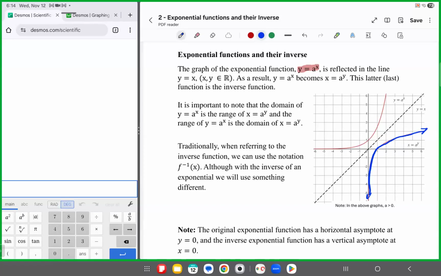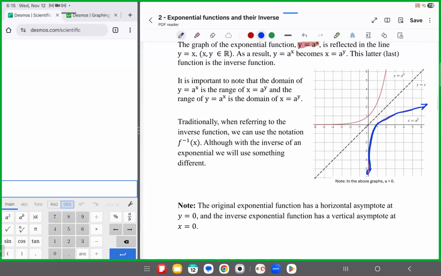Okay, so notice that the domain of y is equal to a to the power of x, meaning what x values we're allowed to have, become the range of x is equal to a to the power of y. So the x values we can have in the first function become the y values we can have in the second function, and the y values we have in the second function become the x values we can have in the first function.